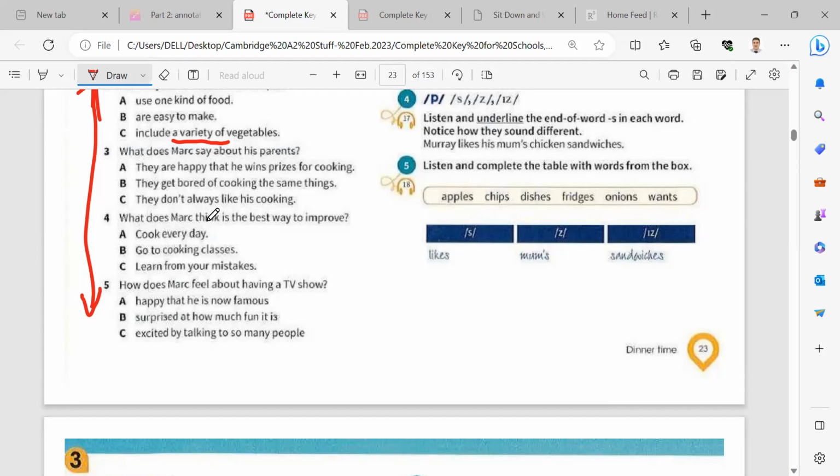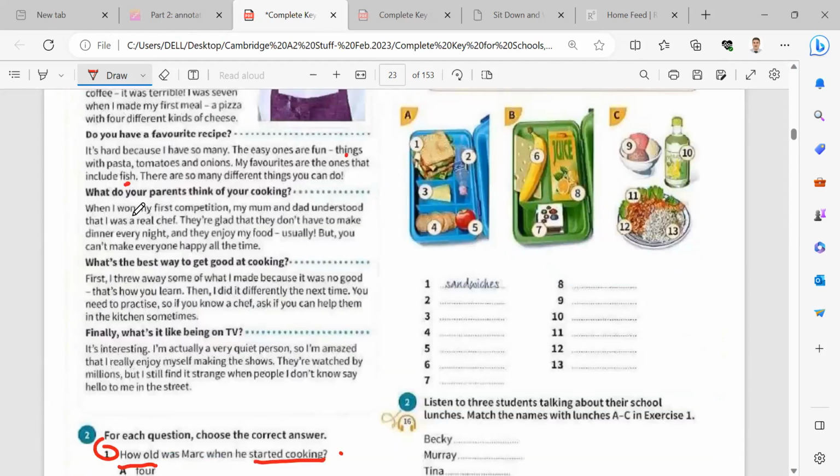I think A. They are happy that he wins the prizes for cooking? No, the right one is C. They don't always like his cooking. Look, read it again, please. When I won my first competition, my dad understood that I was a real chef. They are glad that they don't have to make dinner every night, and they enjoy my food. Usually, that's it. Usually means what? Usually means not all the time they like his food.